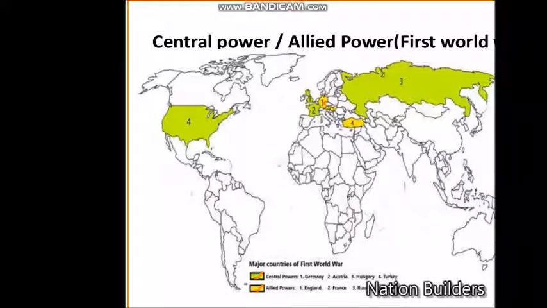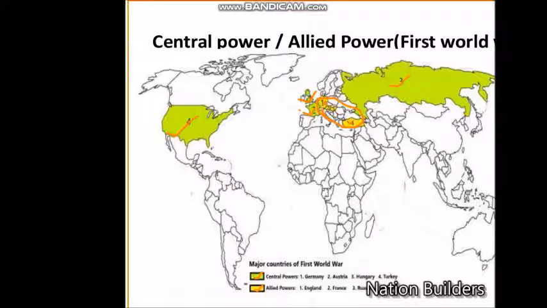The Allied powers were first England, then France, Russia, and lastly America. The Central powers were Germany, Austria, Hungary, and Turkey. These countries were situated centrally, in the center of Europe. That is why they were called the Central powers, and the rest of the countries were called Allied powers.